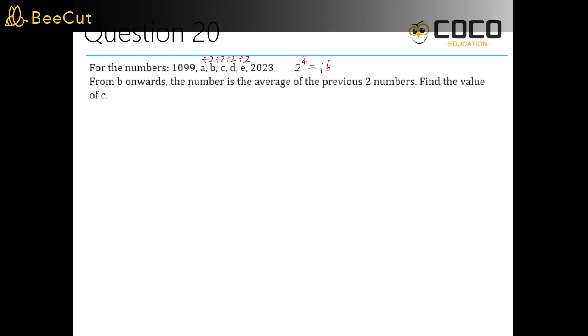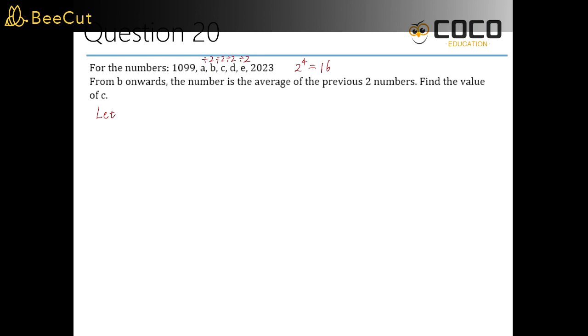Then let's check. Between A and 1099, we know that A is the larger number. This is because each time you are finding the average of these 2, and the ending number 2023 is larger than 1099. So the only way that this number can get larger and larger is because A is greater than 1099. Then the average between them is greater than 1099, and you get a larger number here.